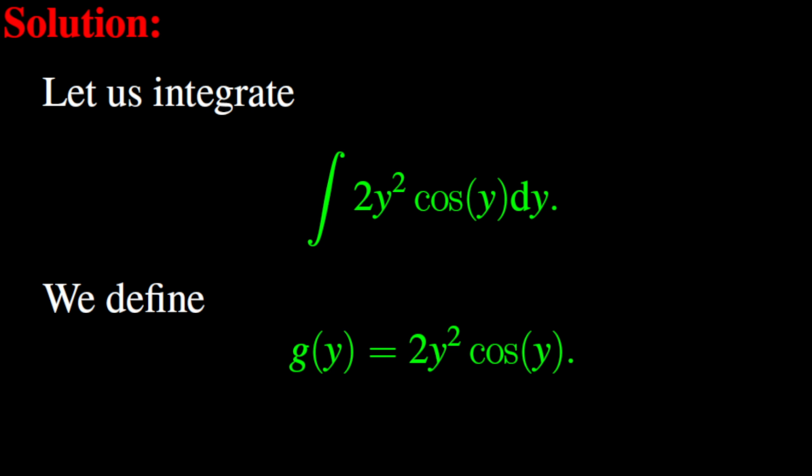Let us integrate the function 2y squared times cosine of y. Notice that, at first glance, we easily see that the function we have to integrate is a product of a nonlinear function, cosine of y, with a polynomial function 2y squared. Sometimes, when you are faced with this type of complex integration problem, you have to adopt the appropriate strategy that will help you simplify the problem and find the antiderivative efficiently.